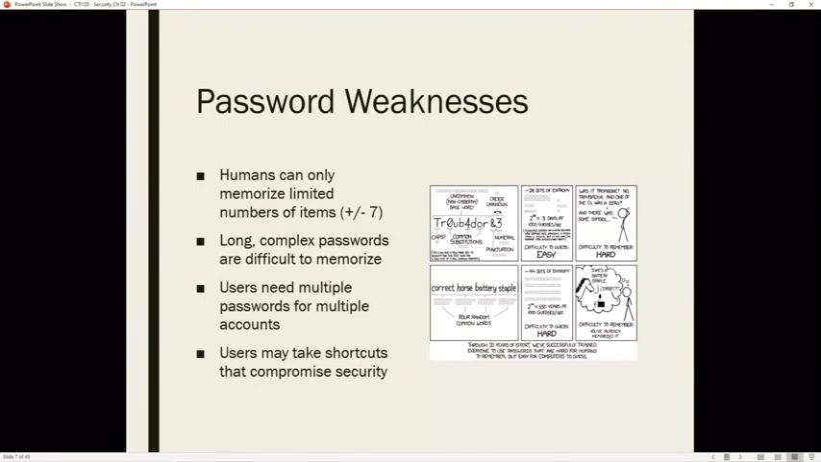People will take shortcuts, people will take the same password, and then maybe change one thing about it, change a number, capitalize a different letter, something like that. On XKCD, they had this really interesting exploration of this. So we can see the comic on the right. Let's look at the first panel, top left.